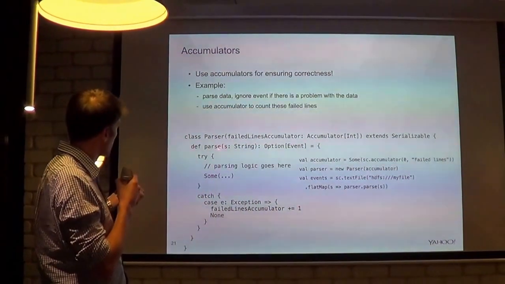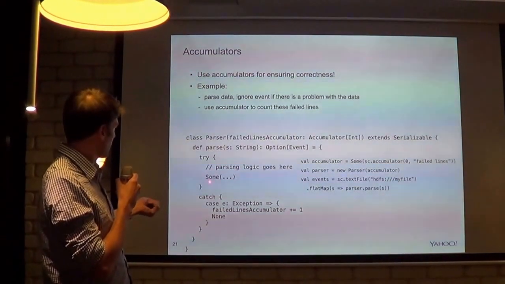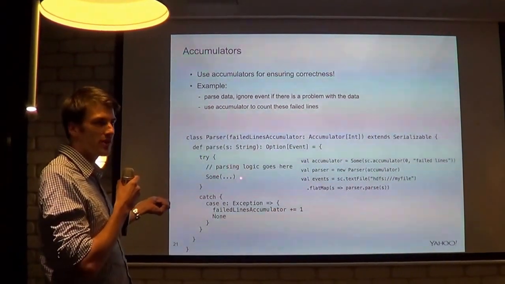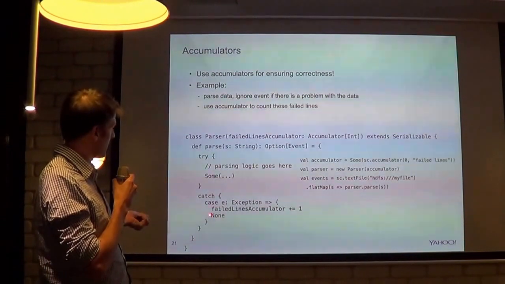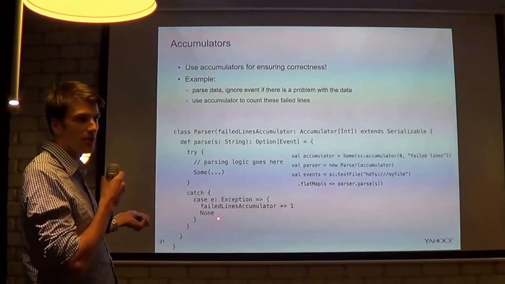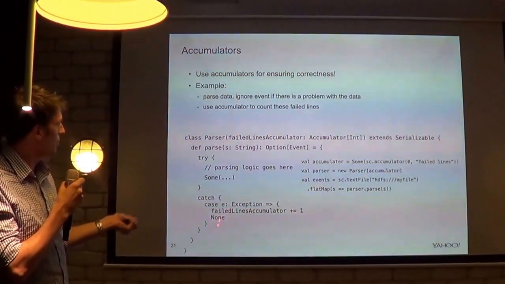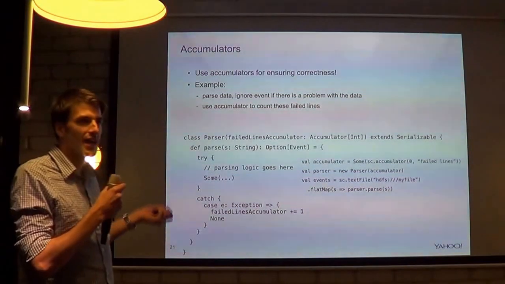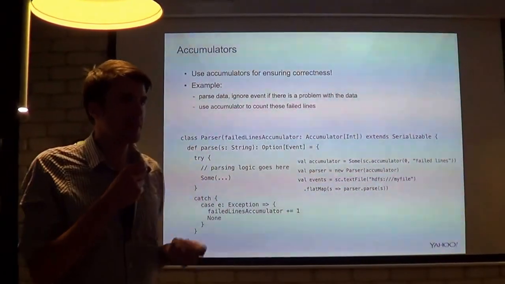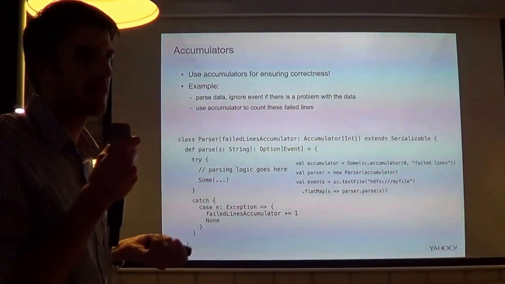So for example, here we have a parser. In the normal case, you would return a Scala option, so a Some. And if something goes wrong, you catch the exception, don't do anything, and just return None. And in this case, using the accumulator, you would just add one to it, and maybe at the end of the parsing, print how many lines failed in some way.